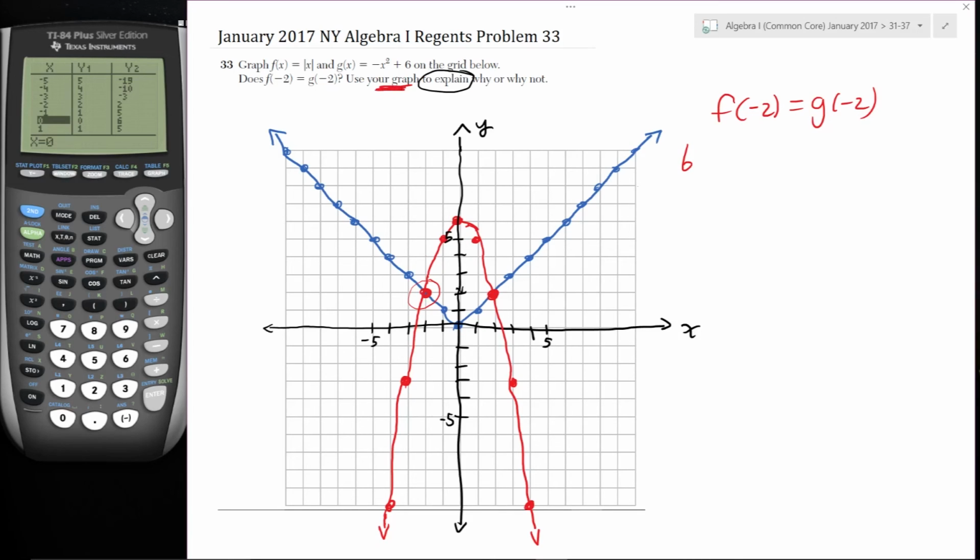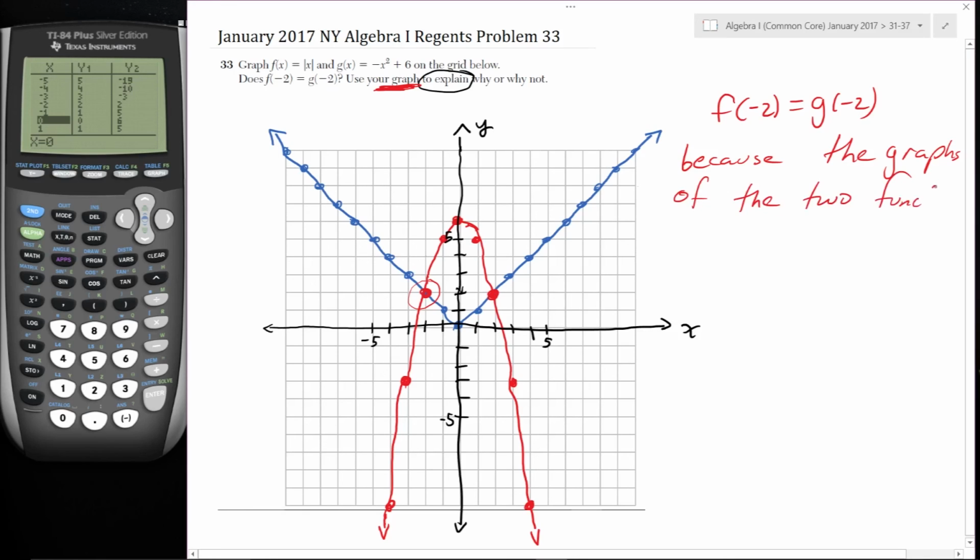You could have verbal explanations about the algebra, and maybe they'll give you a point, but maybe not, and you don't want to risk it. If they say to use your graph, you've got to use your graph. So f of negative 2 equals g of negative 2 because the graphs of the two functions intersect at x equals negative 2. And that is the full explanation that they require. That's 4 points right there.